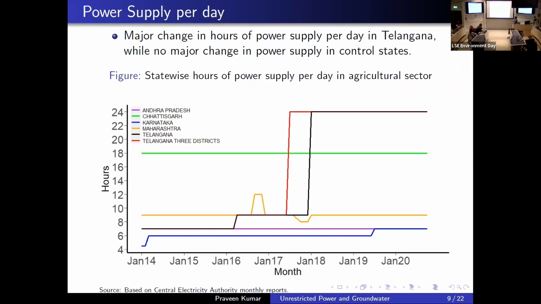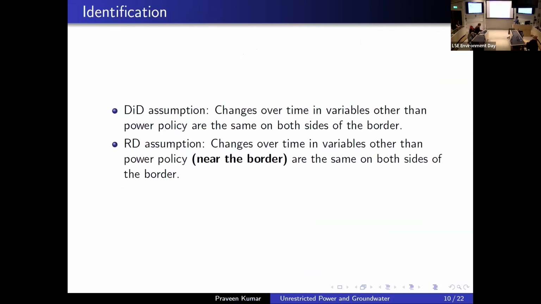For example, Andhra Pradesh has roughly 6 hours, with some slight increase, and then this is Chhattisgarh. These are all neighbor states. And also this red line is the 3 Telangana districts where this program came on a pilot basis 6 months before, in July 17. As you see, there is an increase from 9 hours to 24 hours of power supply. So this is the exogenous variation which I'll be exploiting to identify my analysis.